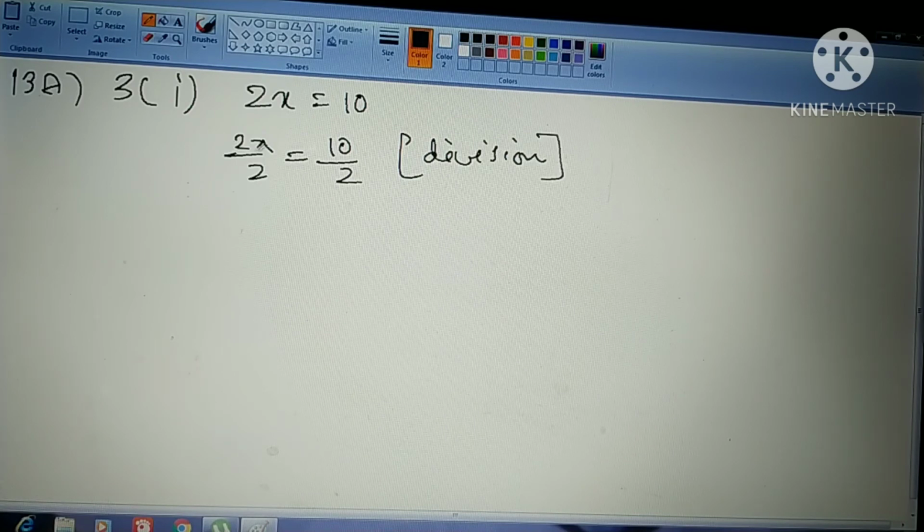So we have divided the equation with 2 on both sides. Now see, 2 will be cancelled. You will get x only here on the left hand side. On the right hand side, observe this one, 2 1s, 2 5s. What you get here? 5. Now what to do? Verify this answer.